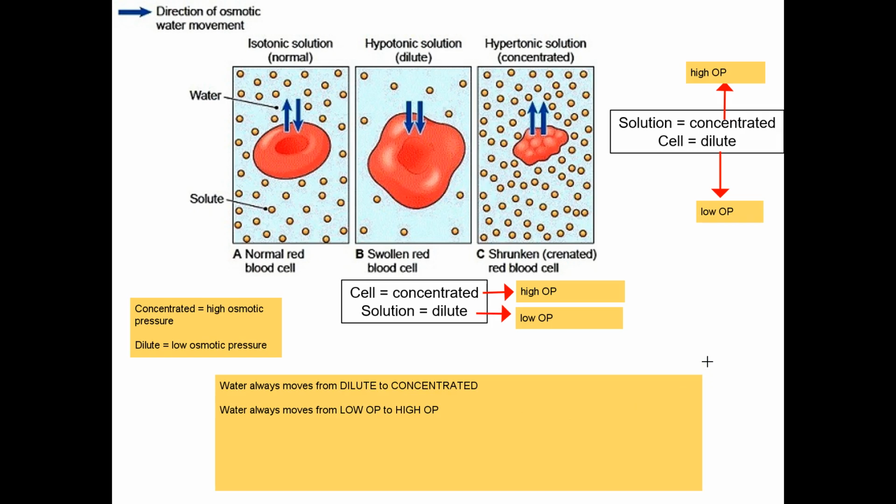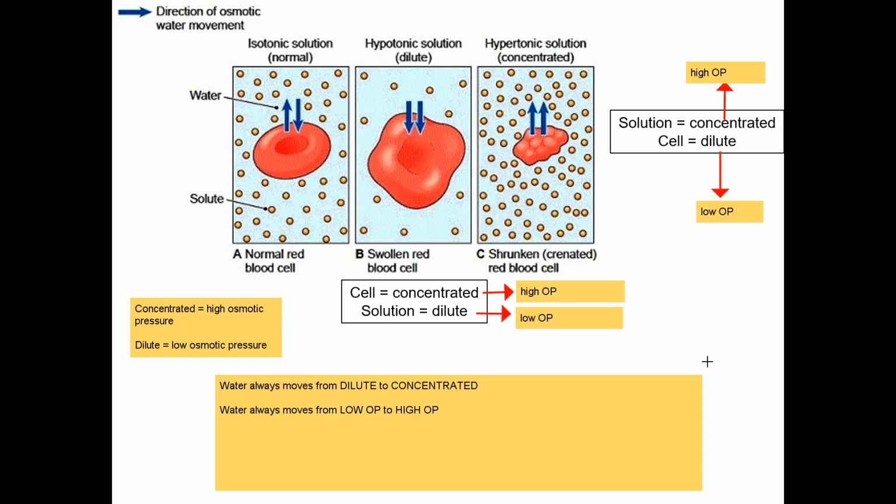This is different from diffusion. Diffusion, we're looking at the particles. Particles always go from high to low concentration. In osmosis, water moves from low osmotic pressure to high osmotic pressure. It's going to take a bit to think about it. We're going from dilute to concentrated, from low to high osmotic pressure. Okay, so just be very careful.